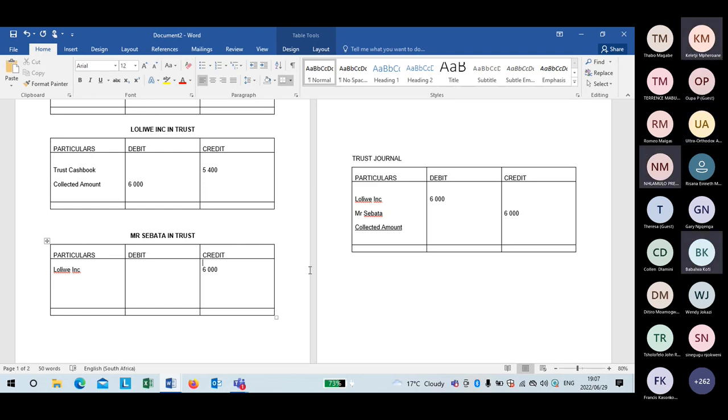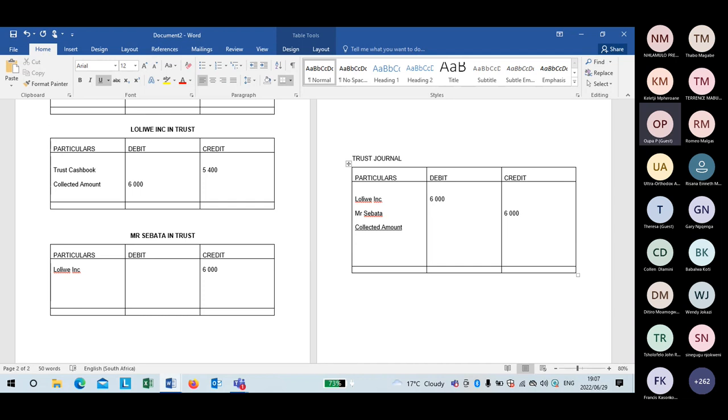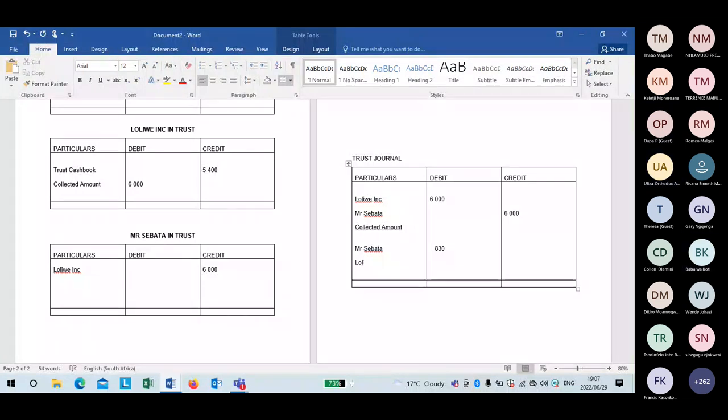What do we do with it? Trust journal. And what do we do? Debit lines. So we will debit Mr. Sebata, not so. We will debit Mr. Sebata with how much? With 830. Yes. And we'll credit Loliwe Inc. with how much? 830. With the same amount. And your narration will be? Cost collected.